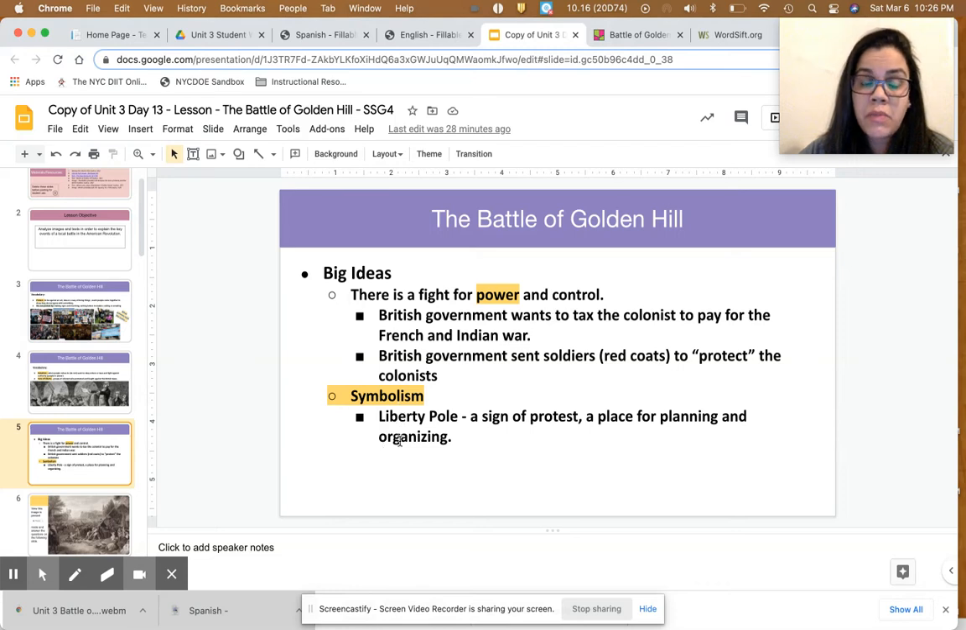Symbolism. The Liberty Pole is a symbol or a sign of protest, and it's also a place for planning and gathering and organizing by the Sons of Liberty.